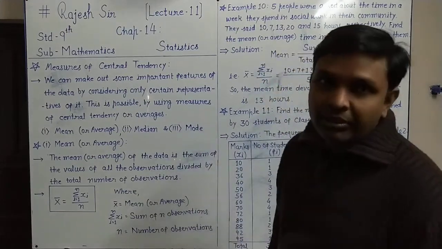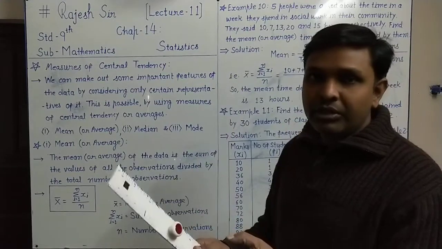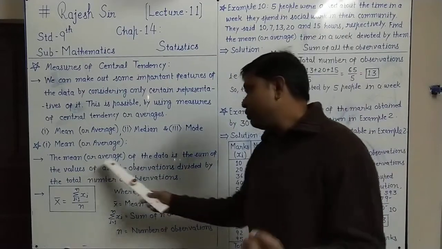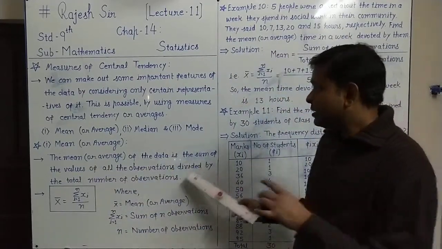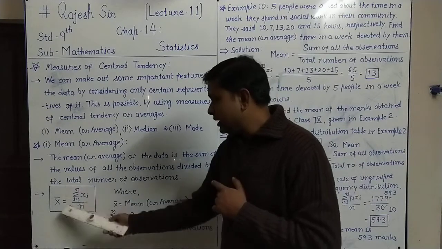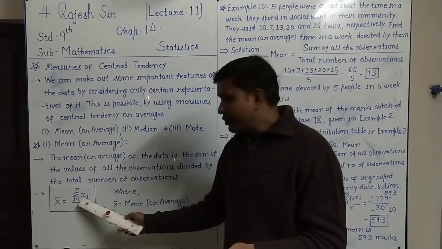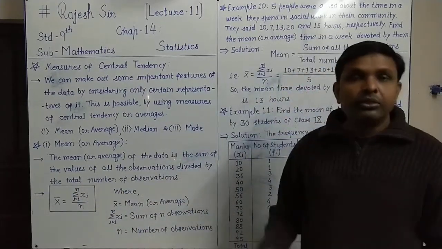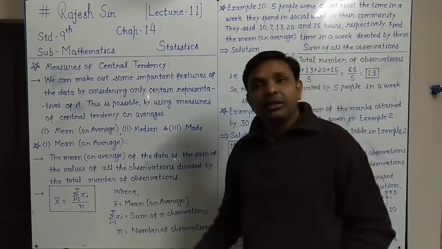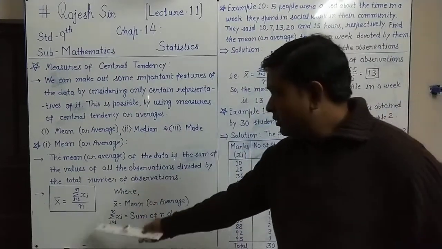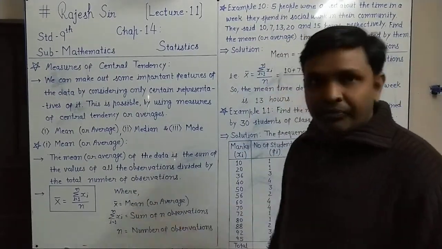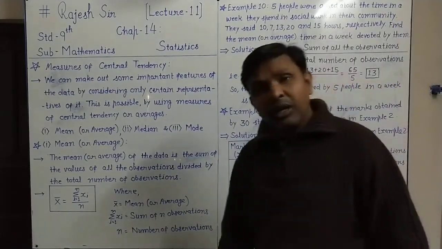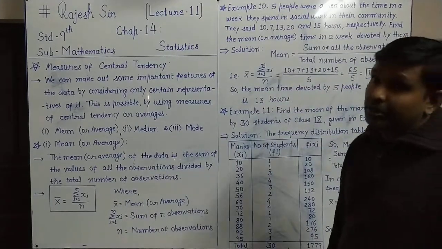To find out the mean, it is very simple: the sum of all the observations divided by the total number of observations. The mean of the data is the sum of the values of all the observations divided by n, that is, the total number of observations. This is called mean, the definition and the formula. And in the formula, whatever notations are coming, their meaning is there. Now we will understand with the examples.